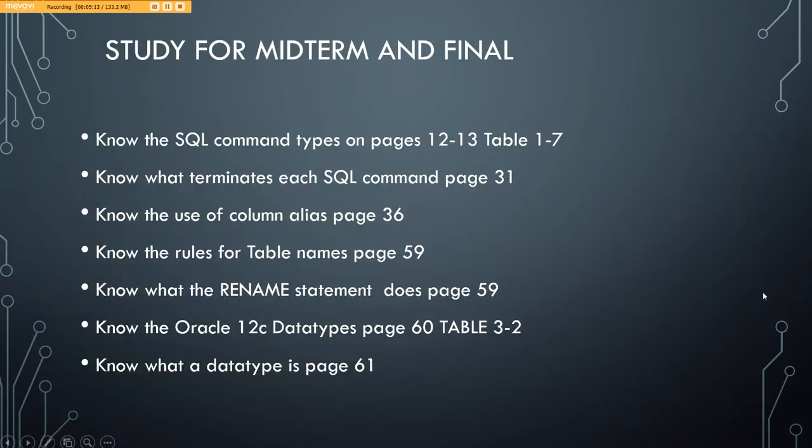Now, studying for the midterm from this section of reading, know the SQL command types. Those are on pages 12 through 13, tables 1-1 through 1-7. Know what terminates each SQL command, page 31. Know the use of column alias, page 36. Know the rules for table names, page 59. Know what the rename statement does, page 59. Know the Oracle 12c data types, page 60, table 3-2. Know what a data type is, page 61.